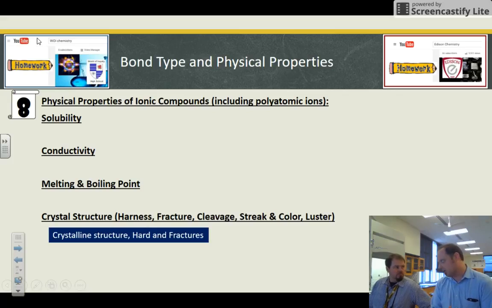All of the rocks and minerals that you have ever come into contact with in life are made of strictly ionic type compounds. A rock is a mixture of many different minerals, and a mineral itself is a pure ionic compound. So they're very hard, have cleavage, fracture, all that kind of stuff.